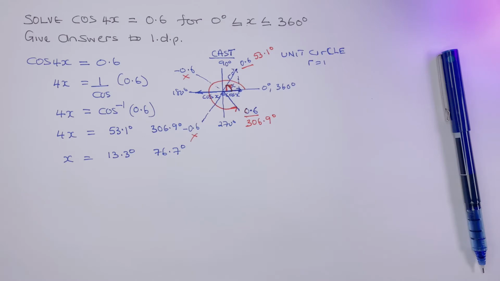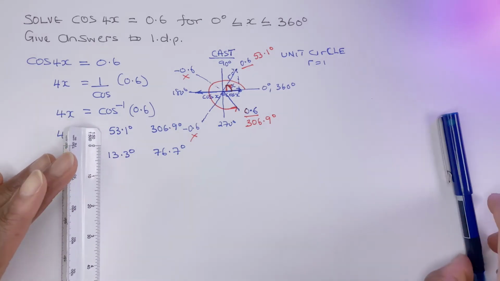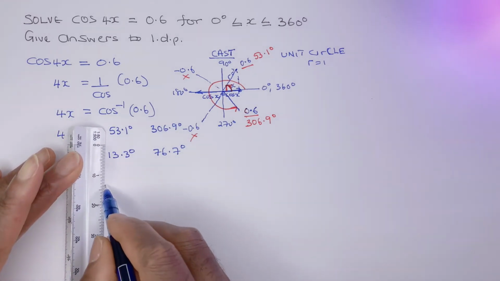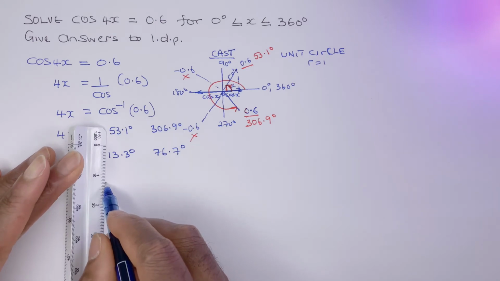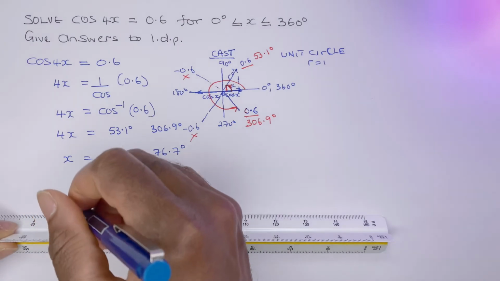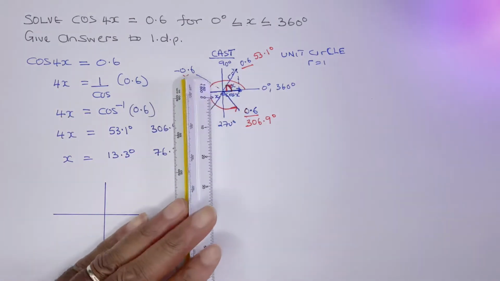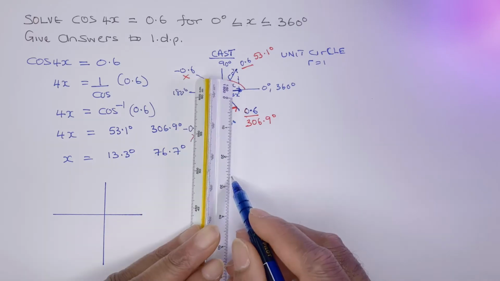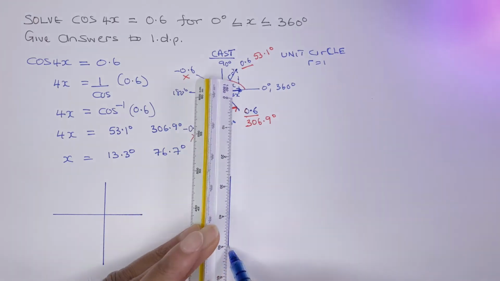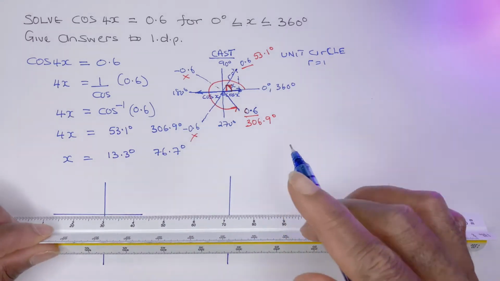Now we need to carry out the important functions here. We need to do two important things here. One for the 13.3 degrees. So I'm just going to draw that and draw that. So one CAST diagram for that, another CAST diagram for 76.7 degrees. So I just do another CAST diagram for that and another CAST diagram for that.